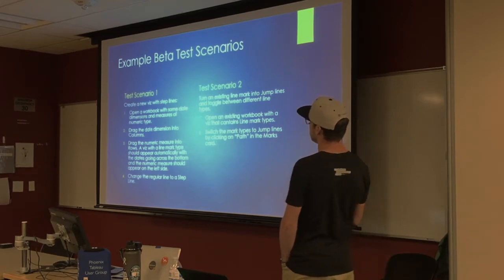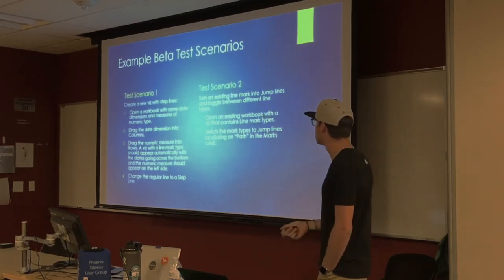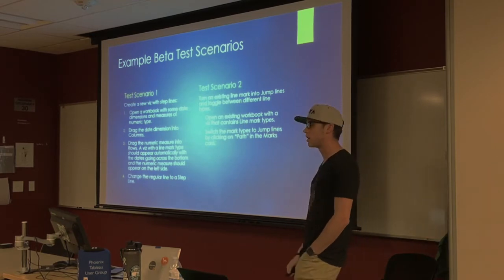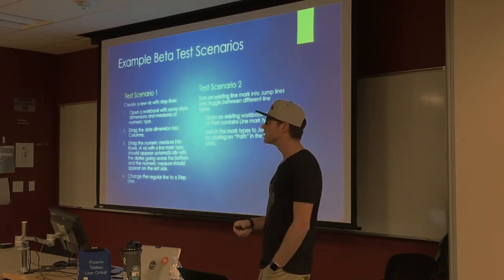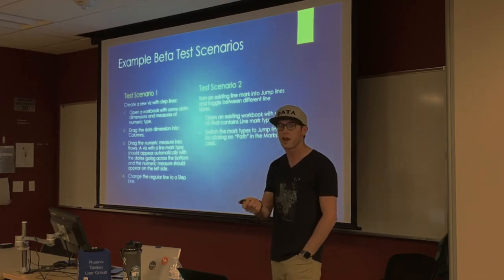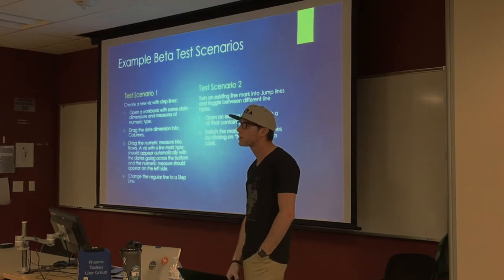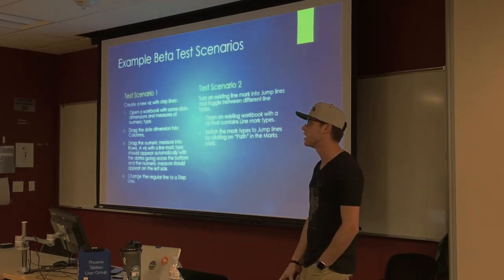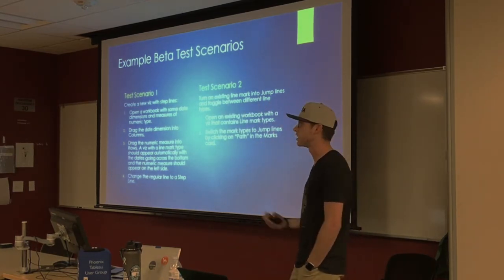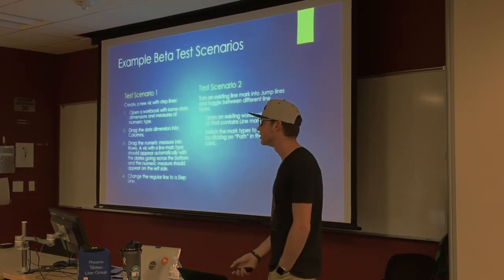Open an existing workbook with a viz that contains line mark types. Switch the mark type to jump lines by clicking on path in the marks card. Pretty straightforward. After you complete this scenario, there will then be an accompanying questionnaire, which you can complete, and that's where you'll enter any bugs that you experienced and what your perception of it was. Did you think it was easy? Could it be better? So they're really interested in just the usability behind it.